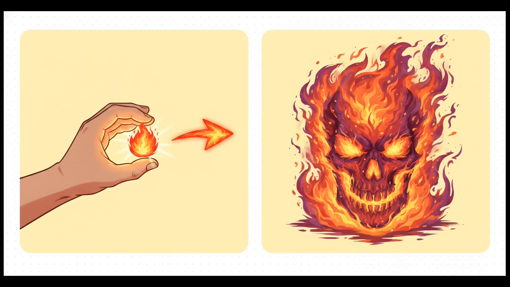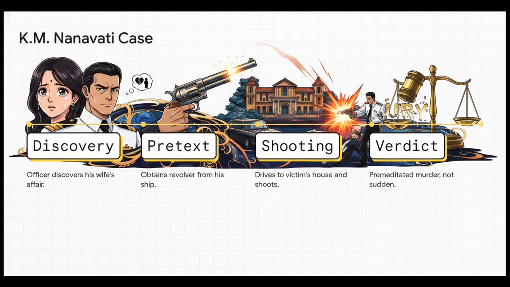If the act is so imminently dangerous that death is a virtual certainty, it escalates from the broader genus of culpable homicide right into the highly penalized species of murder. Let's break down one of India's most famous trials to see this in action, the K.M. Nanavati case.